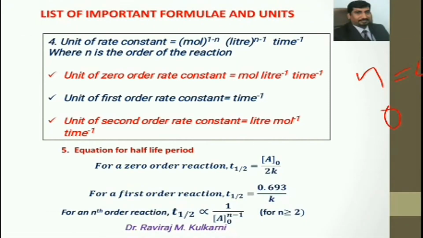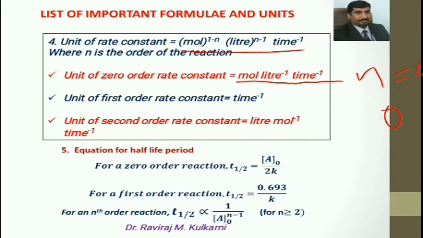So mole raised to 1 minus 0 is mole, liter raised to 0 minus 1, per liter, per time. So what is the unit? Mole per liter per time is the unit of rate constant for zero order reaction. Similarly, for first order reaction, you substitute n is equal to 1.